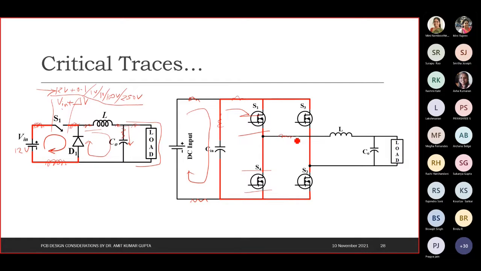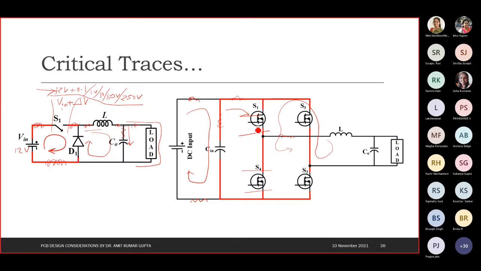Inductance of this path may not affect because anyway we have another inductor. So this inductance will add up to this inductor and it will have some freewheeling path whenever we are operating, turning on and off. But the red marks are the critical traces. So we should reduce the parasitic effect of these traces.